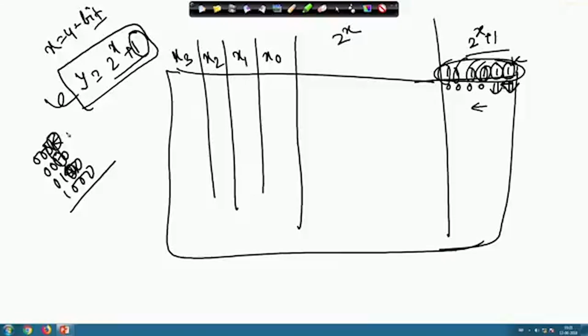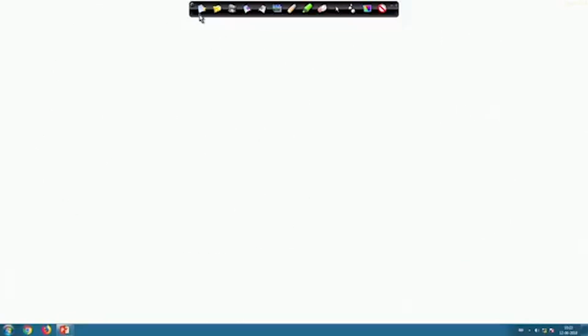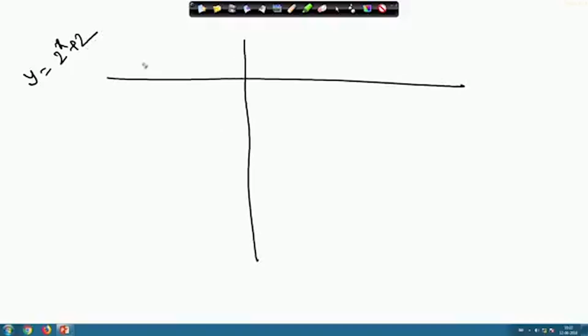Now, consider instead of this 2 to the power x plus 1, here I need 2 to the power x plus 2. At that time how can I implement the circuit, or where will be the change, what do I need to change so that this circuit implements the 2 to the power x plus 2 function? So, let us consider these things. I have to implement 2 to the power x plus 2. For that, again, what do I have to do?